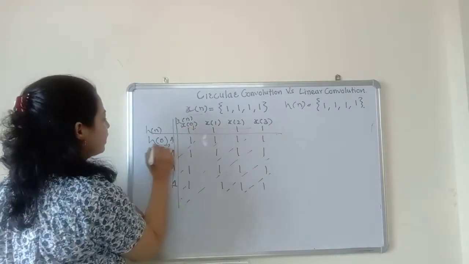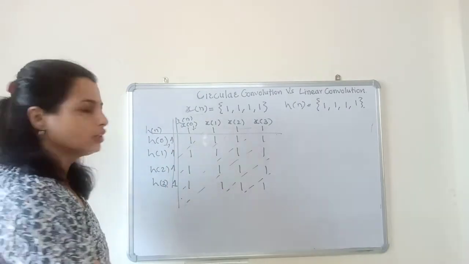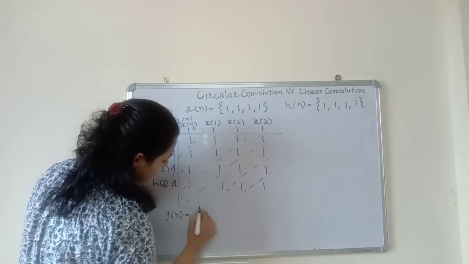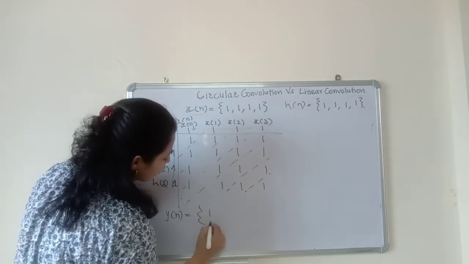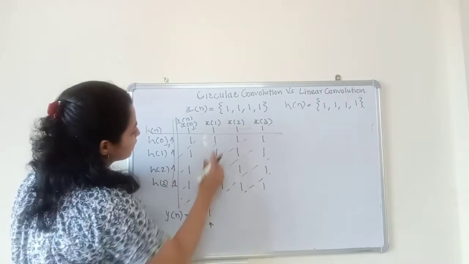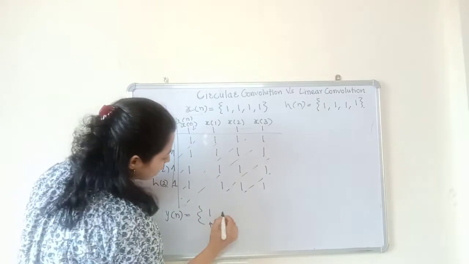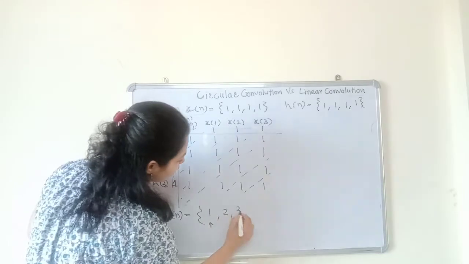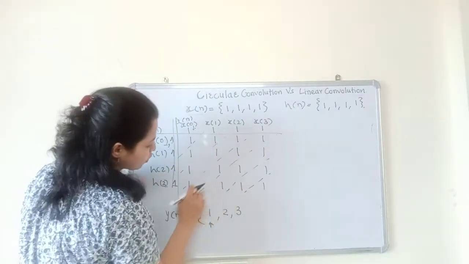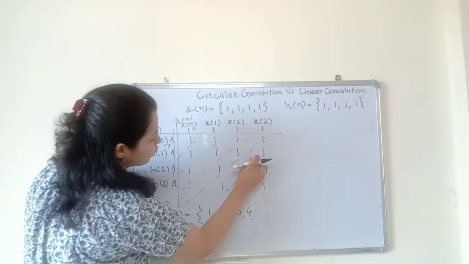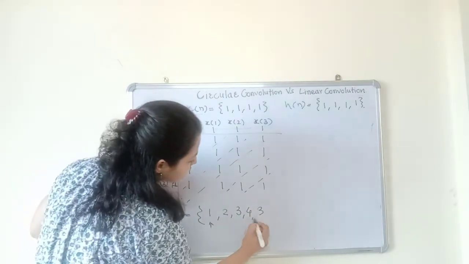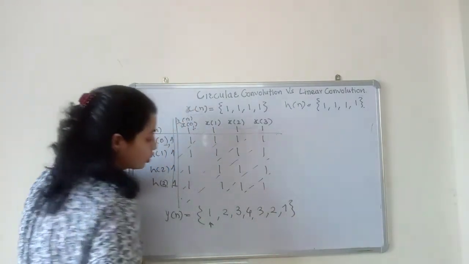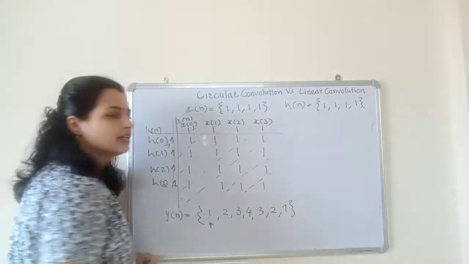So this is your first sample. Here x0 and h0 are coinciding with each other, so this is your y0. So y of n we'll write like this. The first sample is 1. This is the index. 1 plus 1 is 2. Now the third, 1 plus 1 plus 1, is 3. 1 plus 1 plus 1 plus 1 is 4. 1 plus 1 plus 1 is 3. 1 plus 1 is 2, and this last one is 1. So you can check here the length is 7.